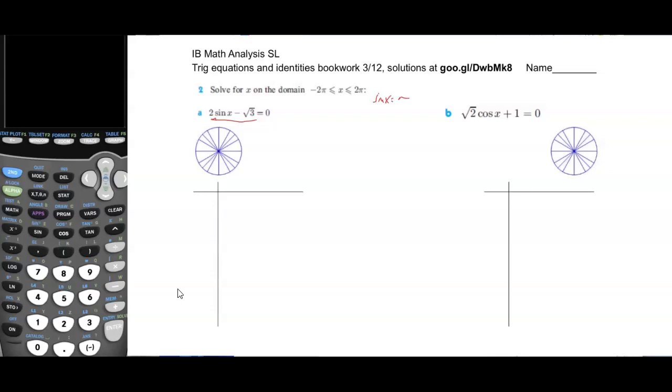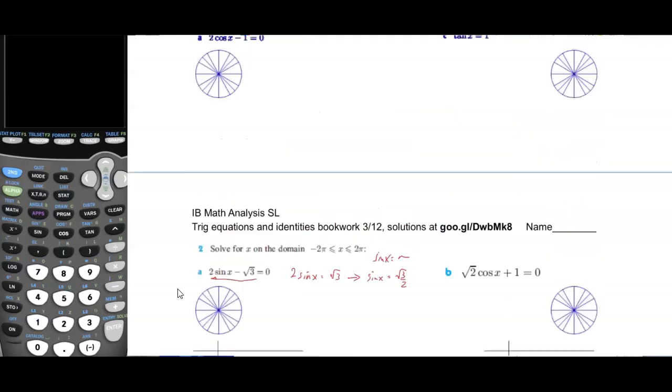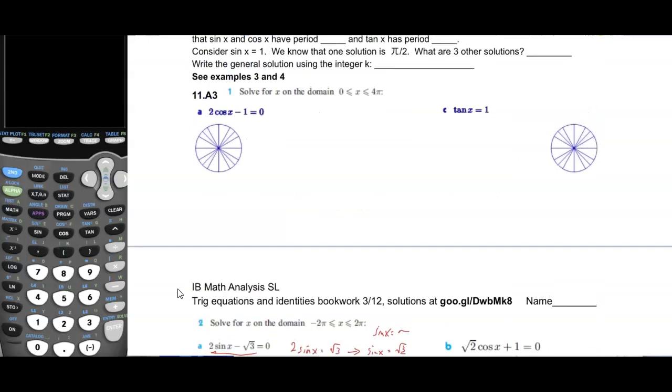So let's do the algebra first. We're going to add square root of 3 to both sides, and then we'll get 2 sine x equals positive square root of 3. Now we have to isolate sine x further. Let's divide both sides by 2. Then we'll have sine of x on the left and square root of 3 over 2 on the right. Now we have it kind of like we did on the previous page with tangent of x equals 1, right?